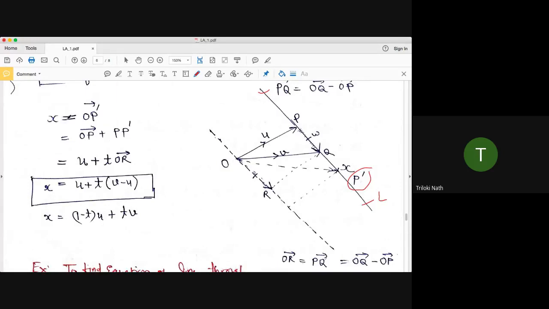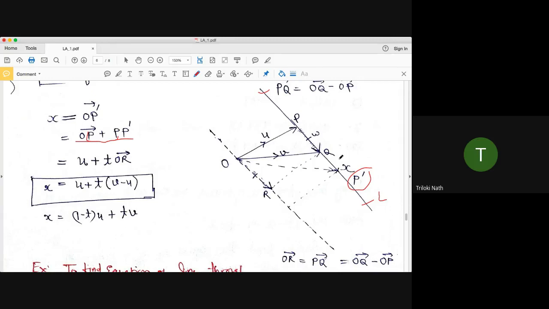That is, X is equal to OP dash vector. So how to write OP dash vector? Again, you just apply the triangle rule. OP dash vector means OP vector plus PP dash. By the triangle rule, the common P cancels and gives OP dash vector, right? Okay, so OP vector is U.